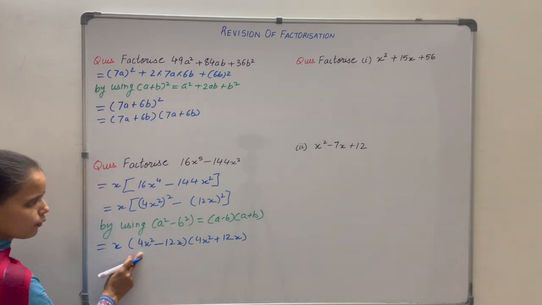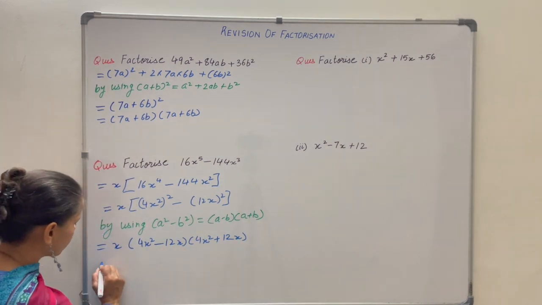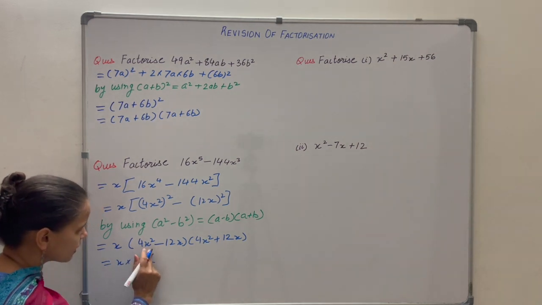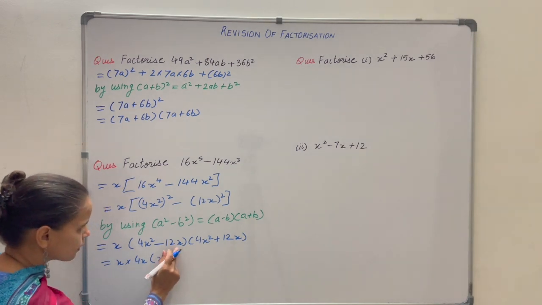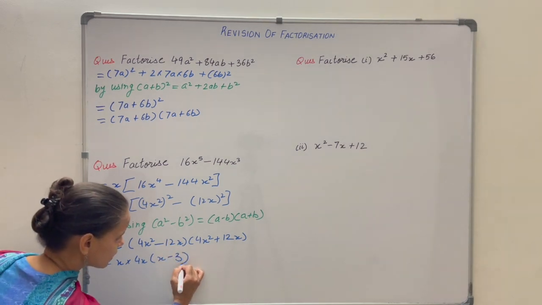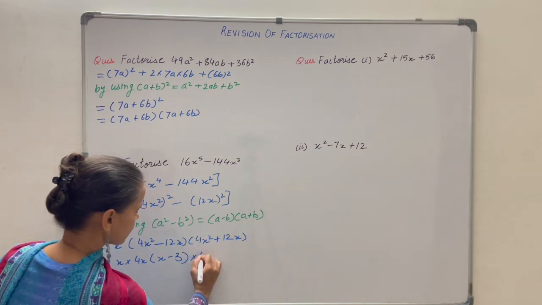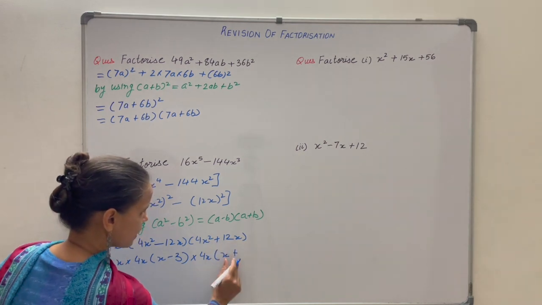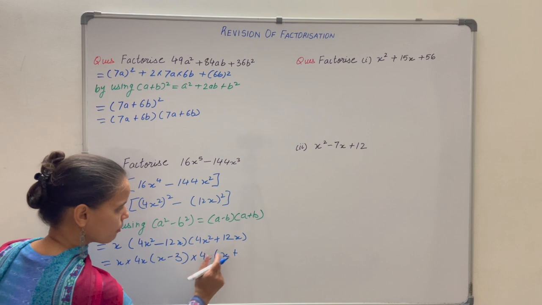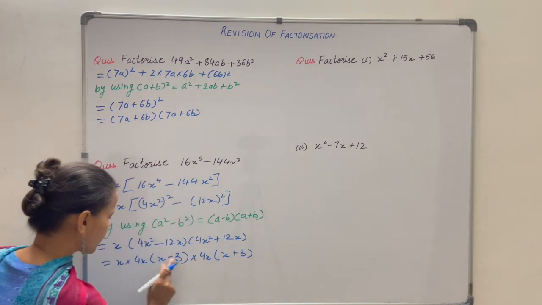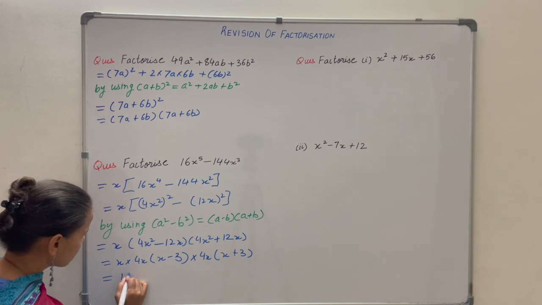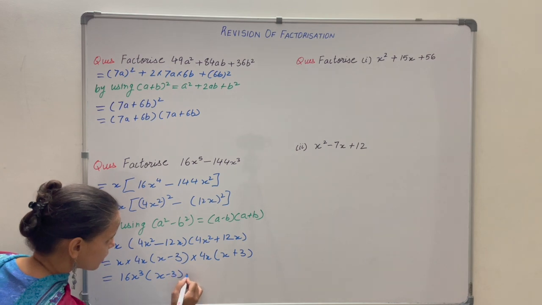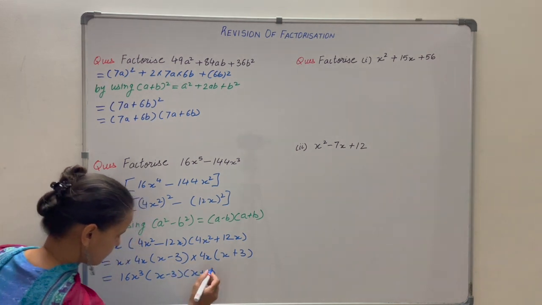From here you can take 4x common, and from here also you can take 4x common. When you take 4x common here, what is left? x minus 3. From here again we are taking 4x common, so what is left here? x plus 3. So 4x into 4x into x gives you 16x cube, and here what do you have? x minus 3 into x plus 3.